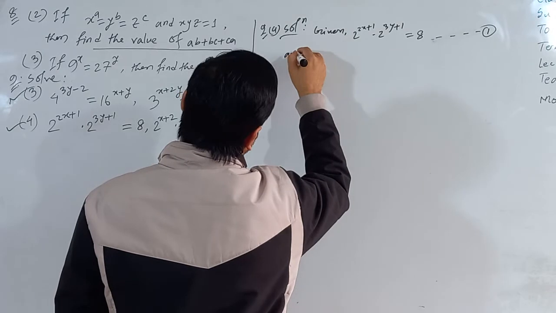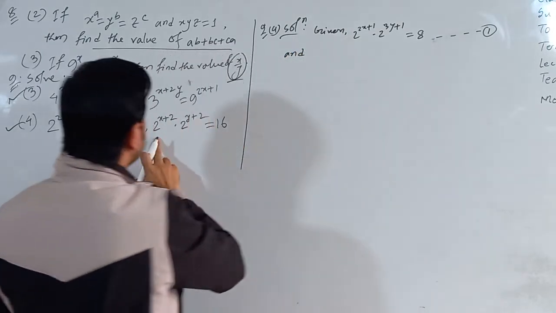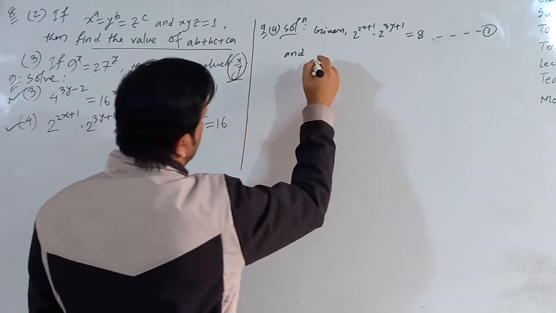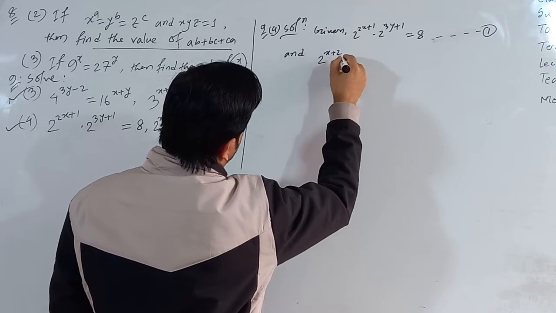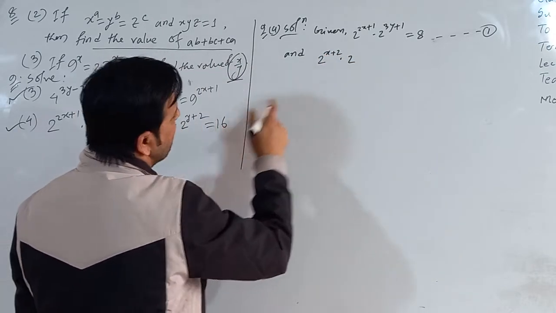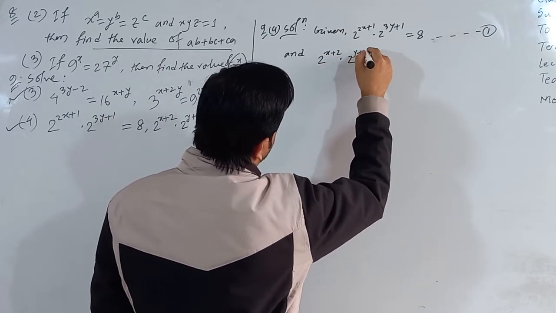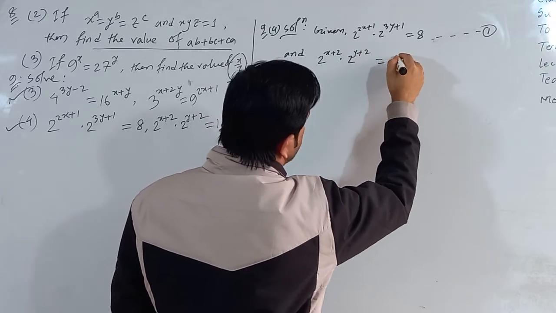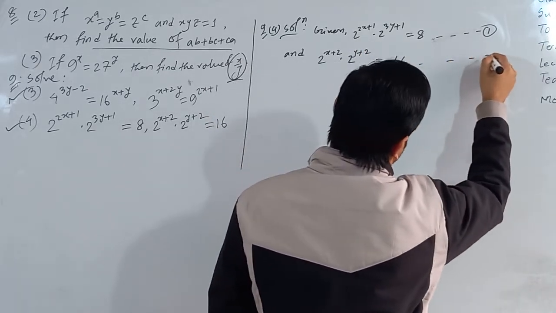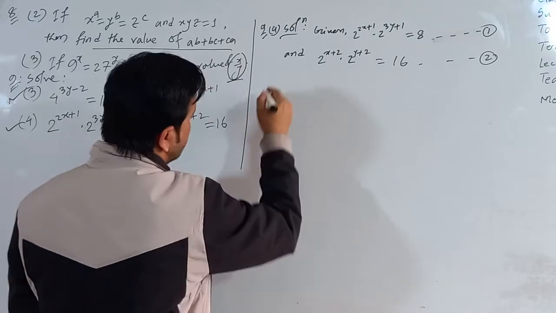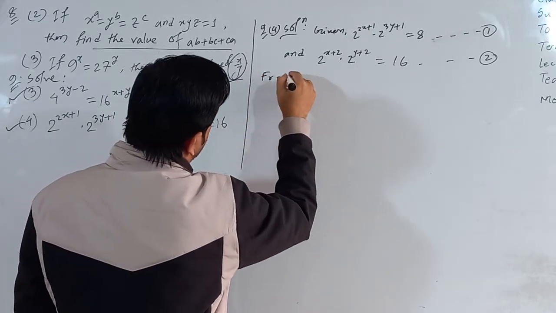And the next one is 2 to the power x plus 2 into 2 to the power y plus 2, that is equal to 16. This is equation 2.